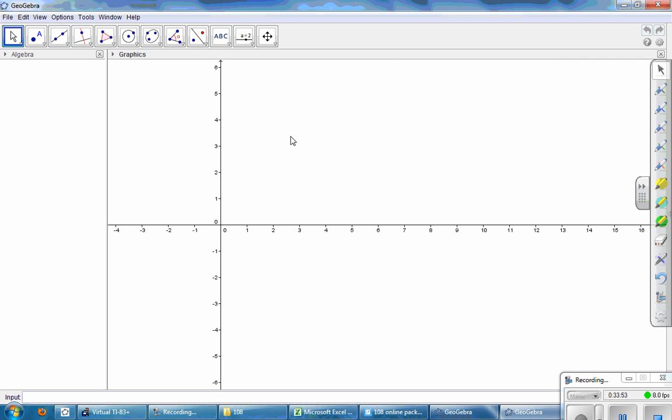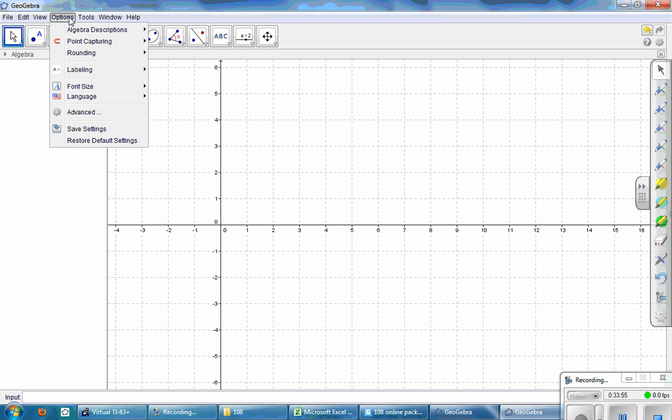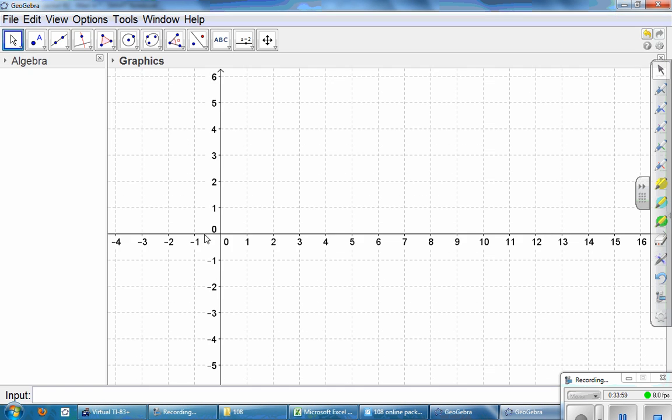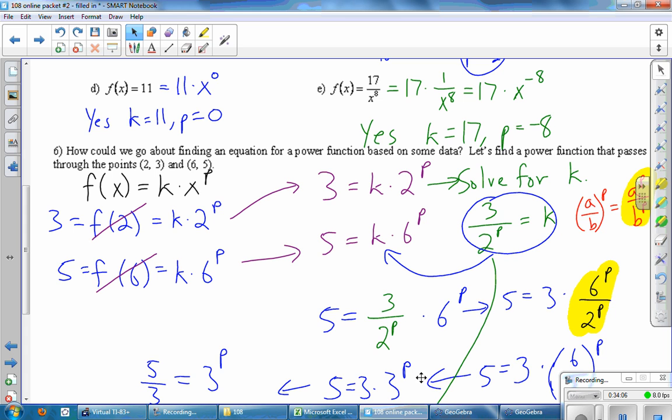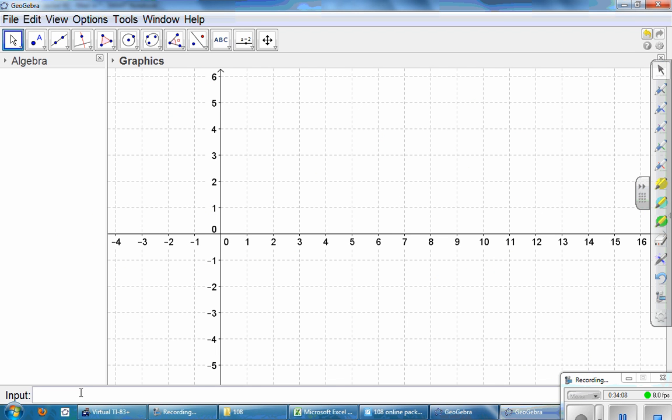Okay, so we begin here. I'll right-click and turn on the grid. I'll change the font size to make it bigger. And then I'll plot our 2 points. The 2 points we were given in the problem were (2, 3) and (6, 5). So parentheses 2, 3, enter, parentheses 6, 5, enter.